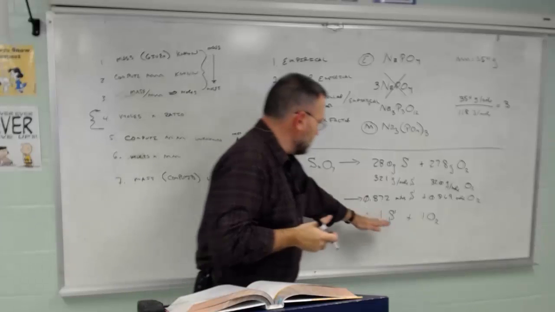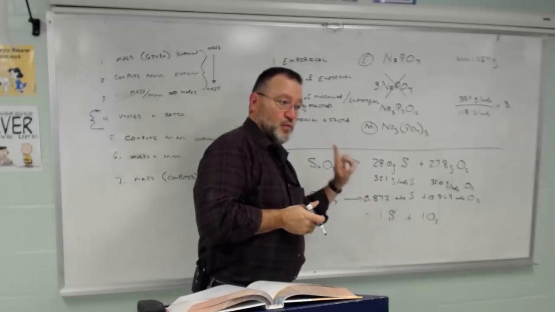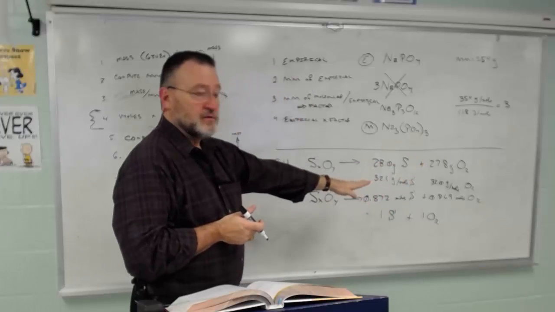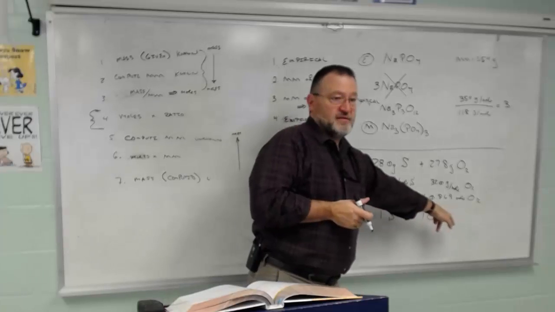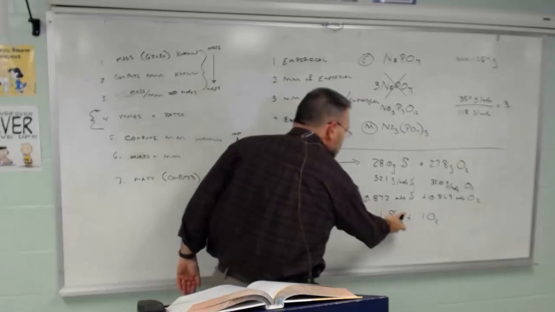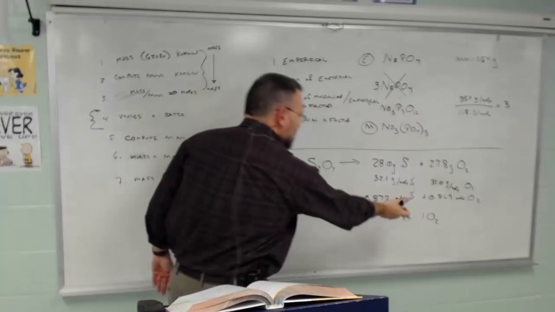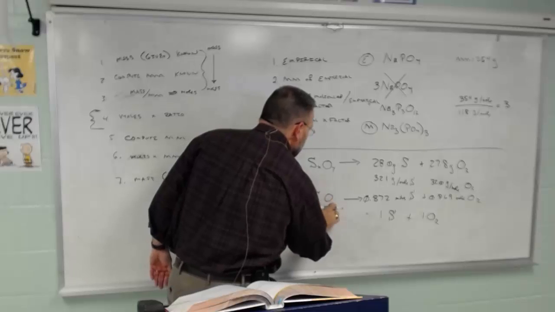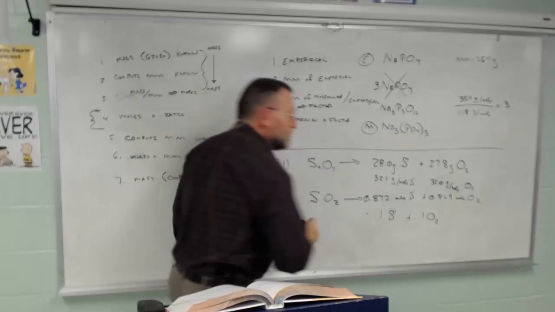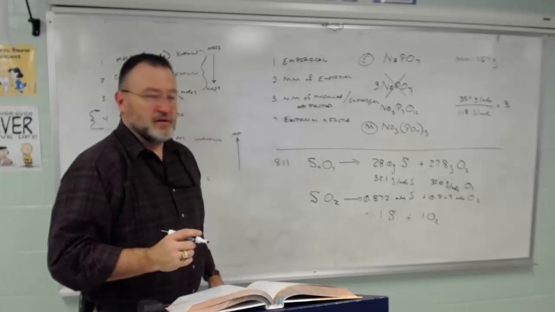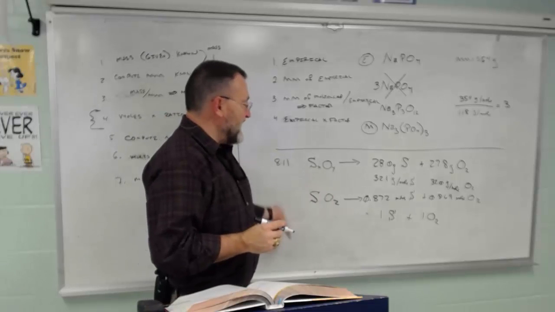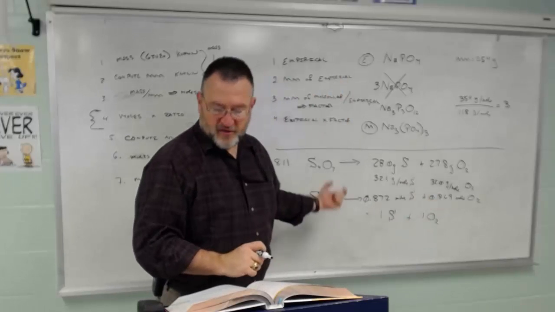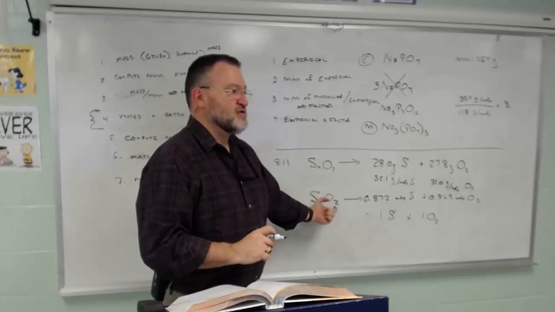How many sulfurs do I have on this side? For every 1 sulfur, I have how many oxygens? I have 1 set of 2, right? So I have one sulfur and 1 set of 2 oxygens. How could I get that from this formula? Only if sulfur were actually 1 and oxygen were actually 2. Because if sulfur is 1 and oxygen is 2, I can break it down into 1 to 2. And this is the empirical, right? This is the empirical formula for this molecule.